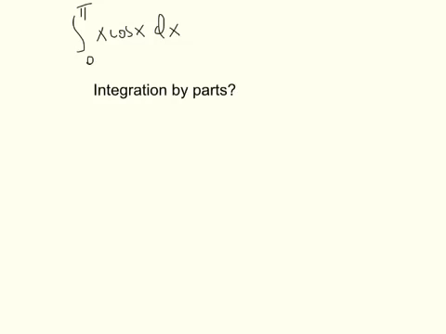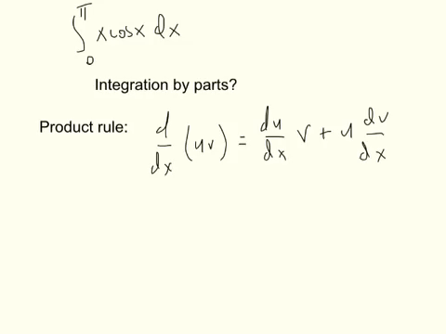The thing with integration by parts is I don't actually have the formula memorized. I have to rederive it from the product rule. So we're going to go ahead and do that. So there's the product rule. d by dx of a product is equal to the derivative of the first part times the second plus the first times the derivative of the second.